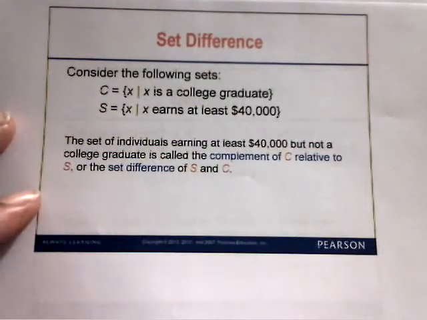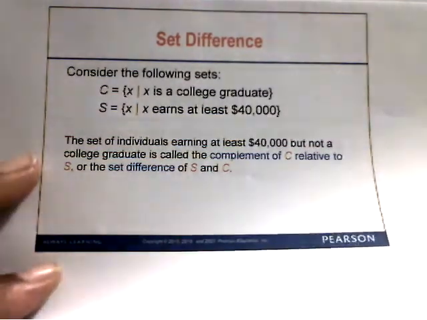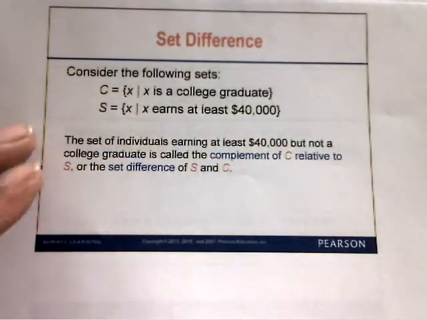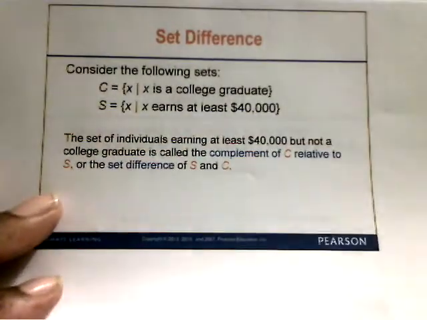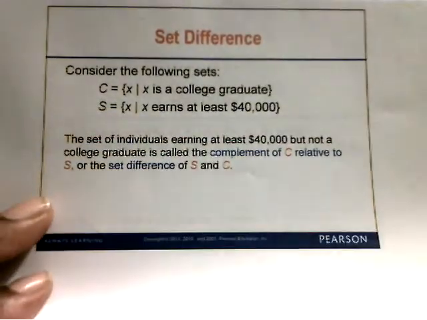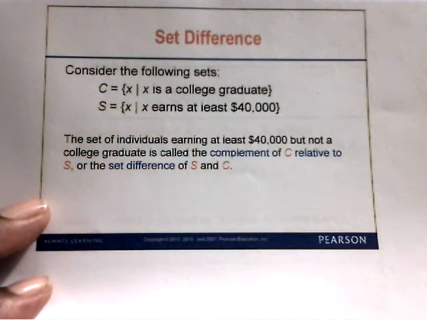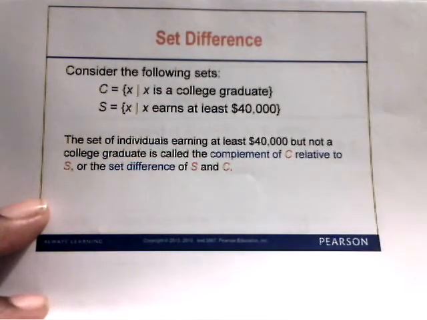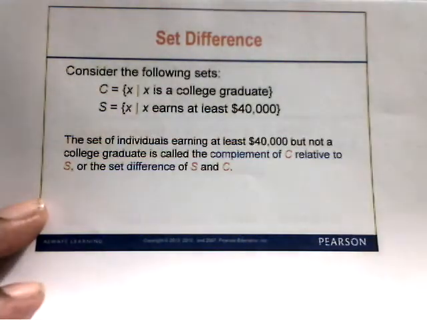Now, set difference is this. You want to consider the following sets, which is the same two sets that we talked about at the beginning of this video. Now, the set of individuals earning at least $40,000 but not a college graduate is called the complement of C, relative to S, or the set difference of S and C.